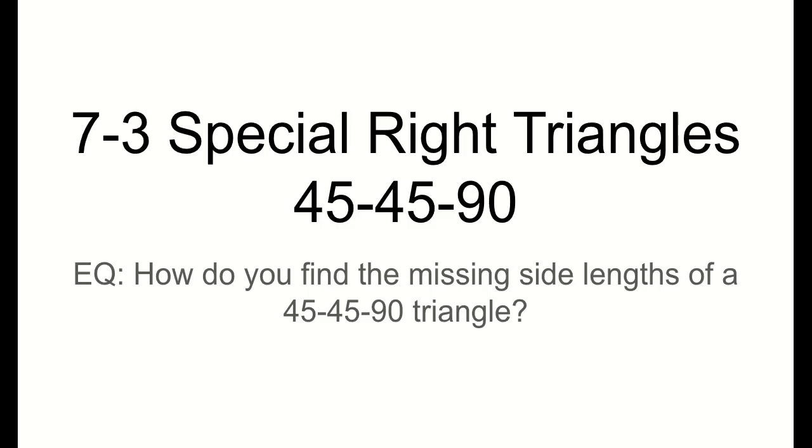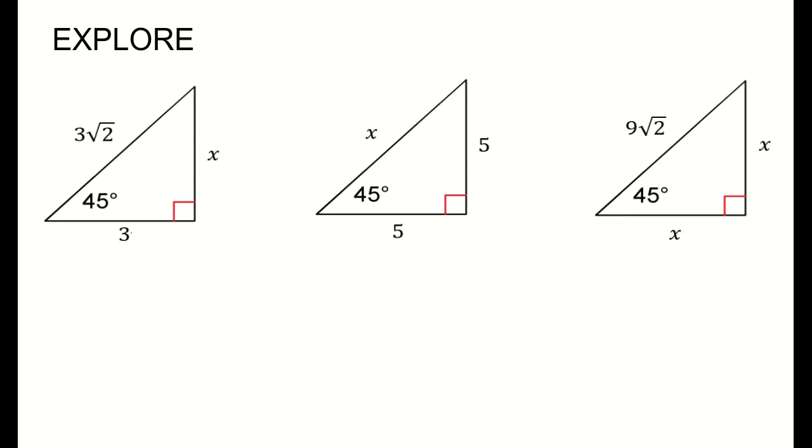So today we are going to be looking at what are called special right triangles. And the first special right triangle that we're going to talk about for today's lesson is the 45-45-90 triangle. So for the essential question, I want you to answer, how do you find the missing side lengths of a 45-45-90 triangle?